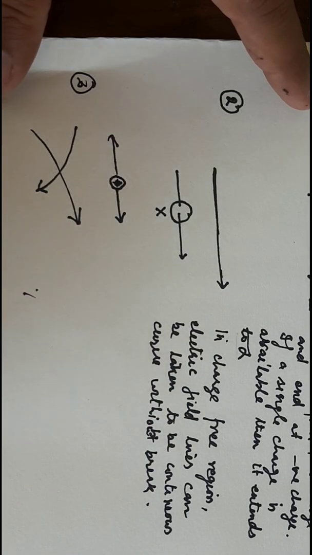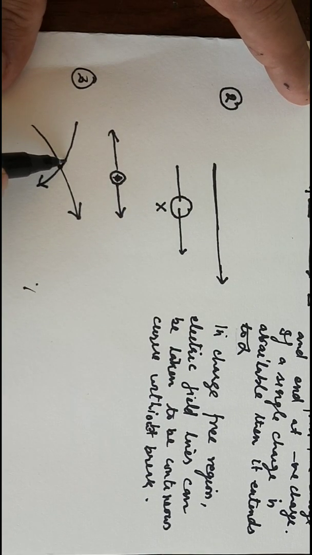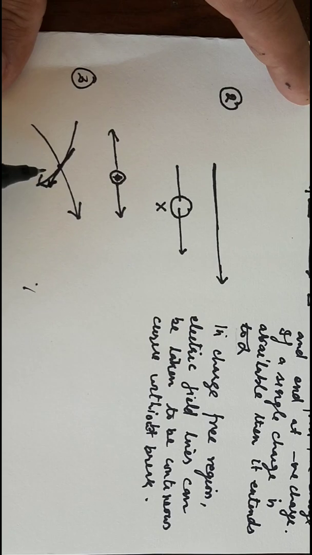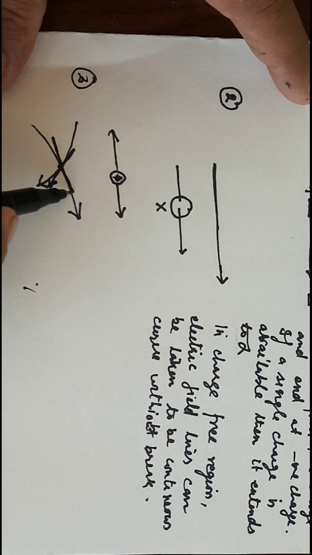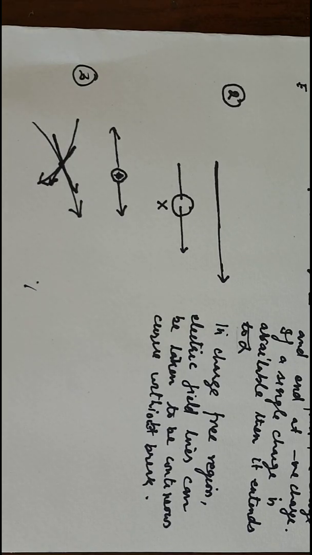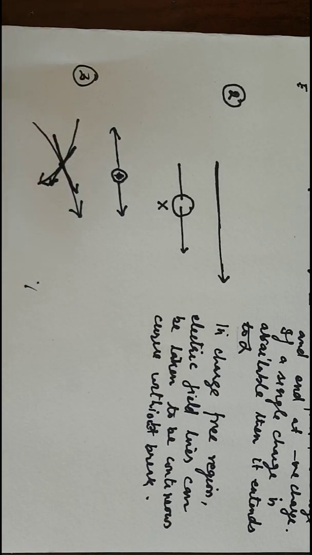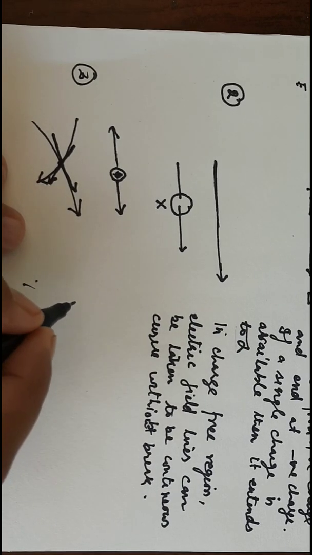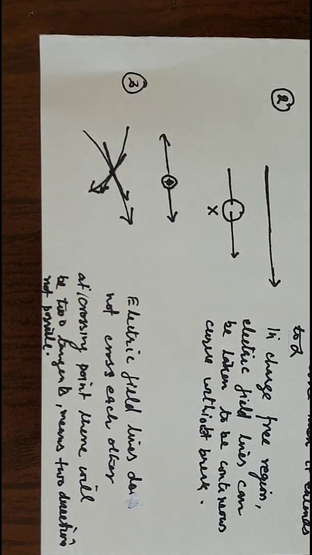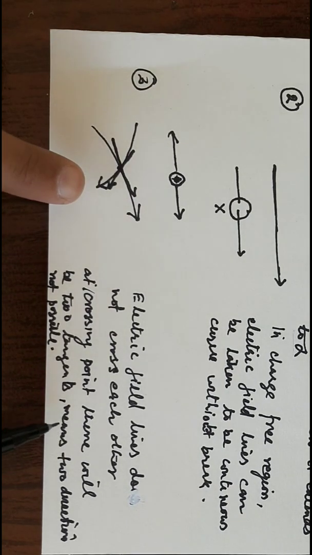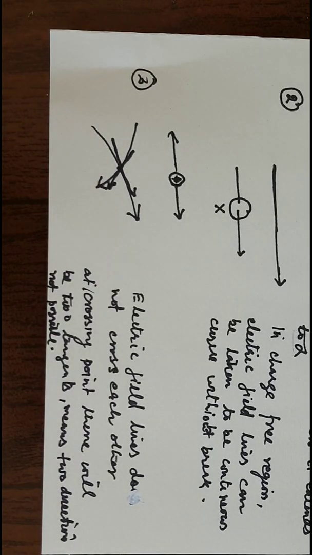Why do they not cross? Because at a crossing point there will be two tangents. Two tangents can be drawn at this point, one along this curve, the other along this curve. So that means two directions. If we place any charge over here, where will it go? Either this way or that. It is absurd, so it is not possible. So electric field lines never cross each other. At a crossing point there would be two tangents, meaning two directions, which is not possible.